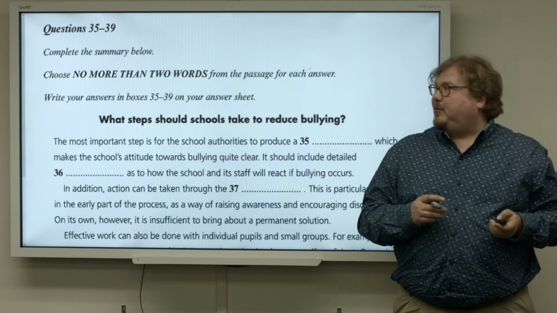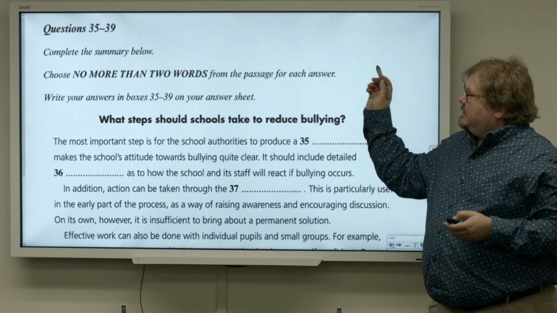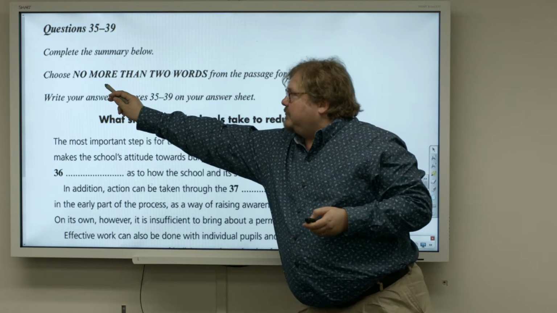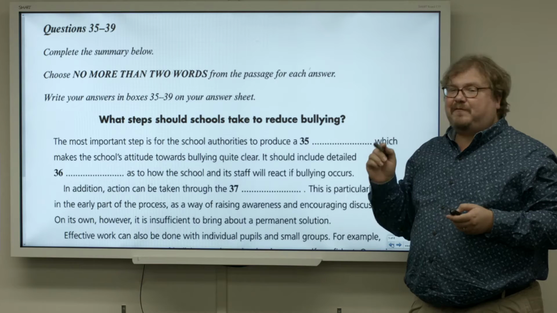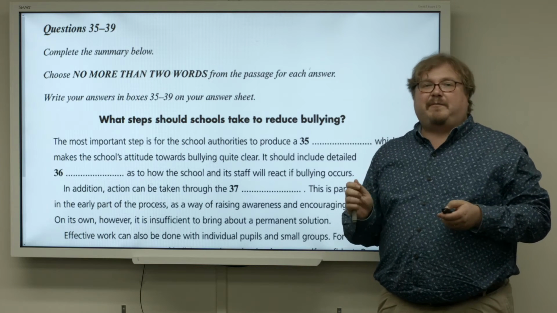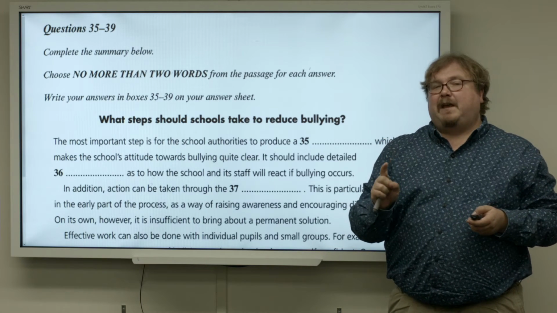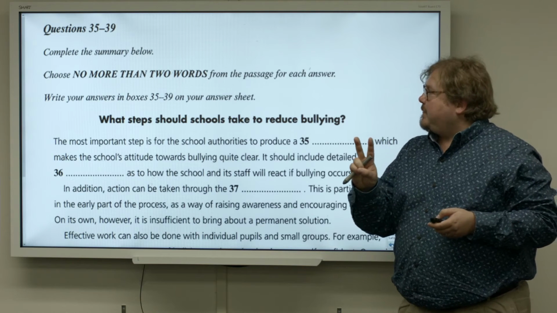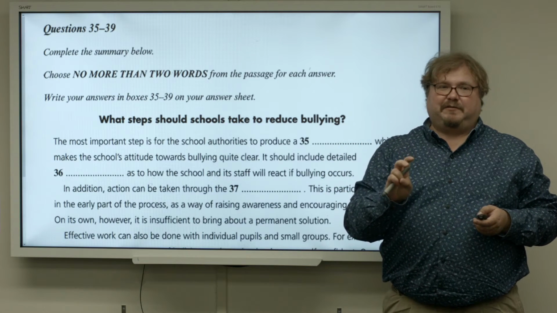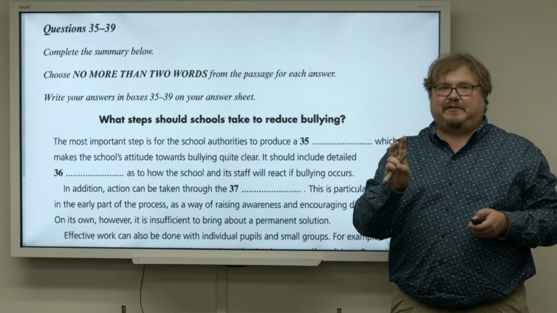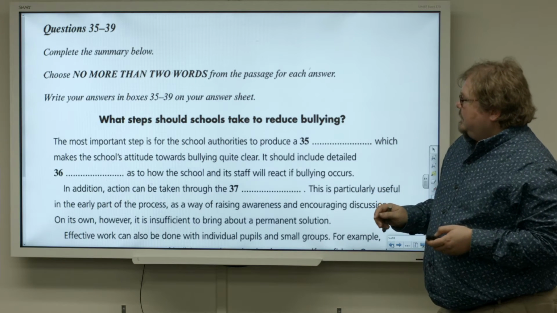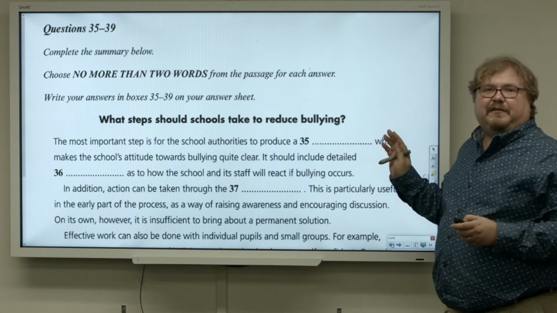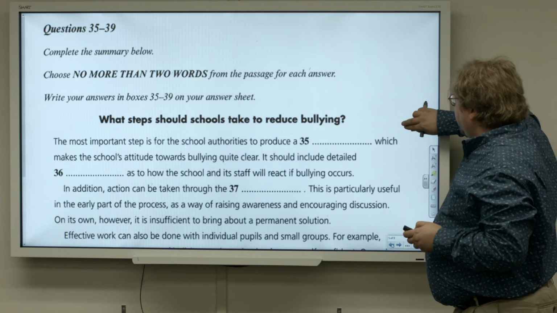So let's try an example. Here's one that we need to choose no more than 2 words from the passage for each answer. So that means it could be 1 word or it could be 2 words, but no more than 2. So 1 is okay, 2 is okay, 3 is not okay. Okay, so here's our summary. Let's read through it first.